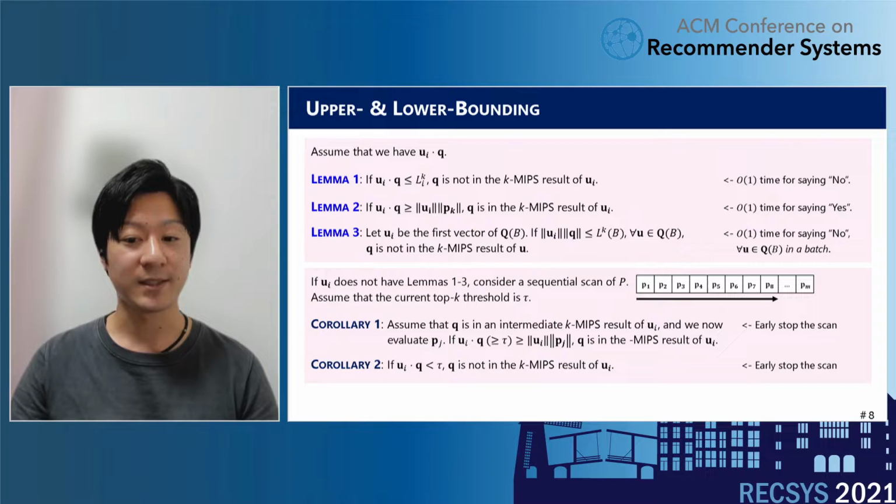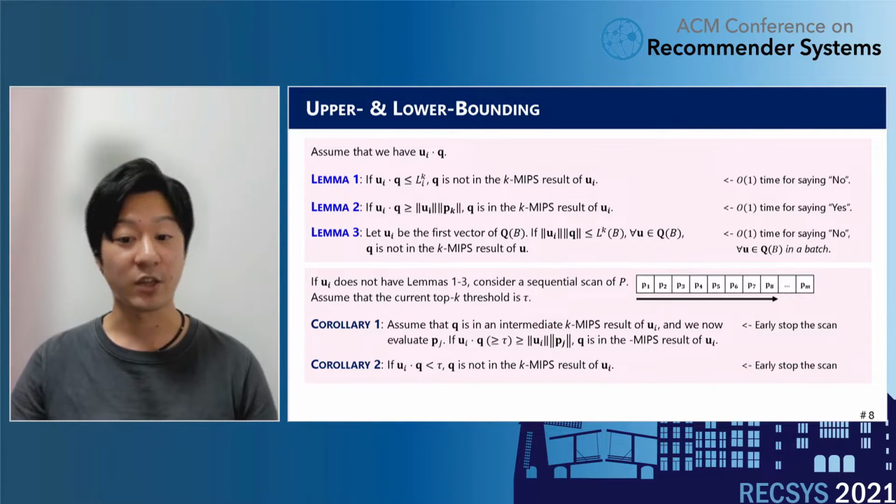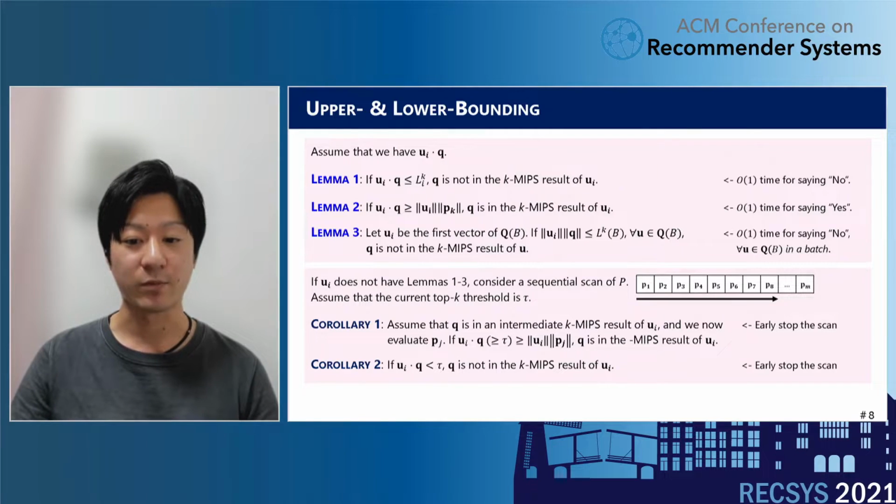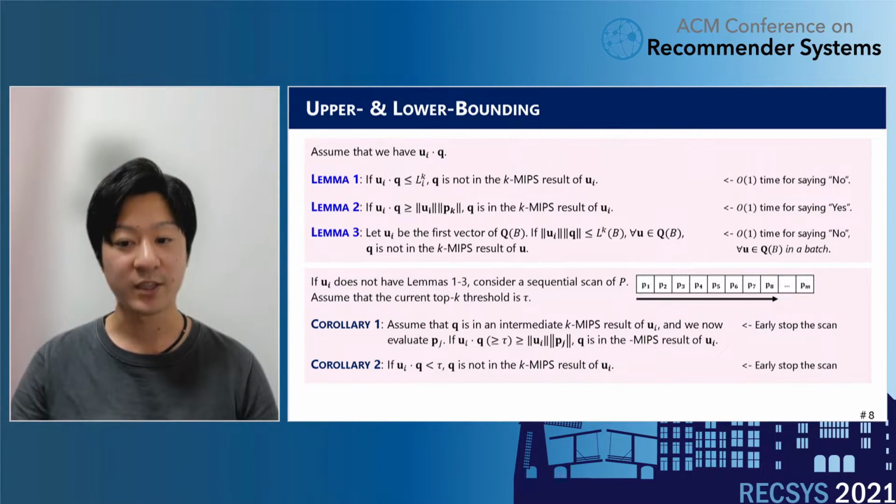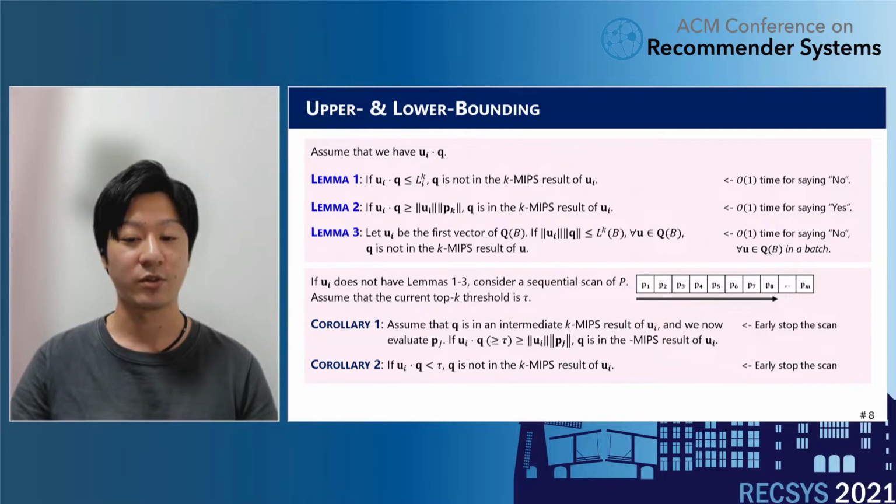Besides, we have a case where we can say all vectors in a block are not in the answer in constant time and in a batch. Now let's assume that Ui is the first vector of this block. The product of its norm and the query norm is an upper bound of the inner product of the query and any vector in this block. So if this is not larger than the K-th lower bound, all vectors in this block can be ignored.